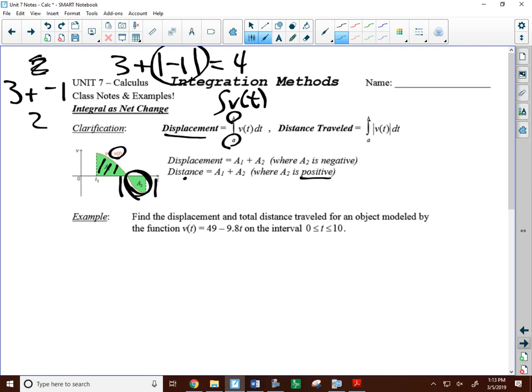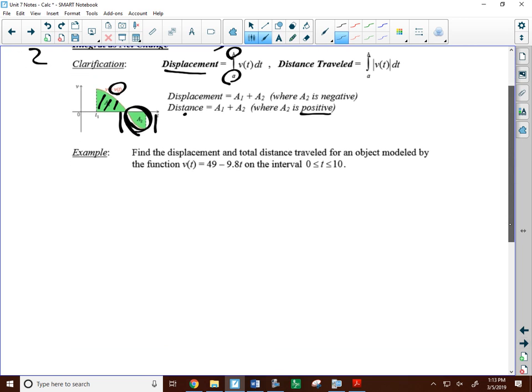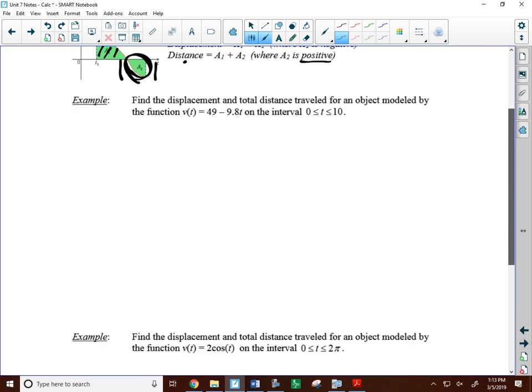Should I try one? Just see how it looks on these, and then see if there's questions. Okay, well, we're going to find displacement and distance for this function. It's an object modeled by this function. We're in the interval 0 to 10, so that's our a and b.